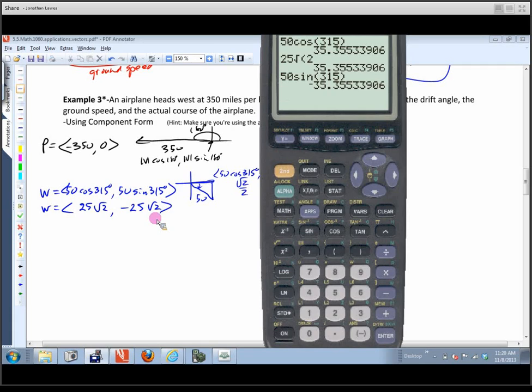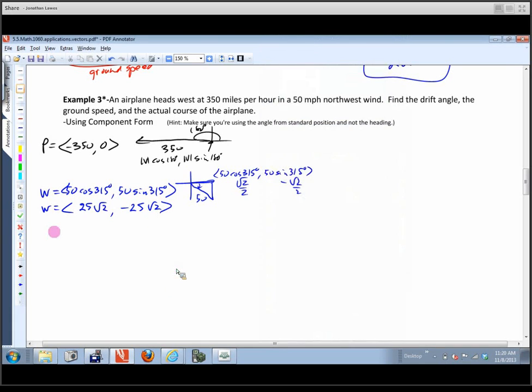All right? So now, the resultant to this problem is going to be what I get when I add the plane and the wind together. So the resultant vector is going to be, and I'll write it with relatively simple numbers, negative 350 plus 25 radical 2, comma, negative 25 radical 2. Now, you can see that that's the case.